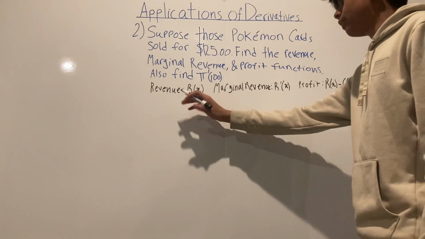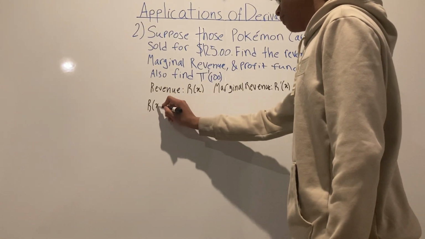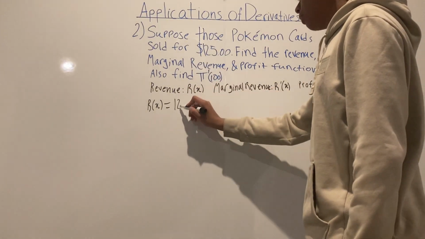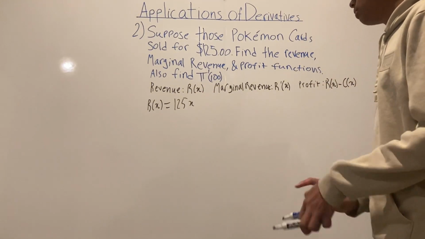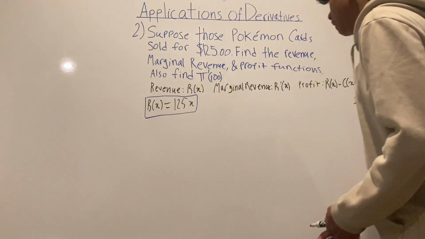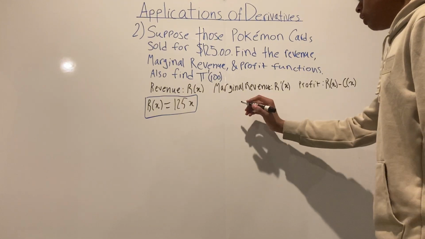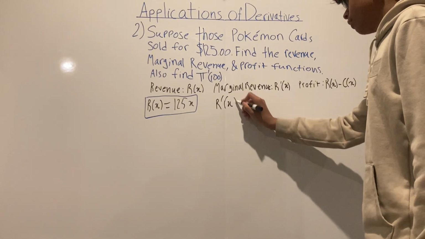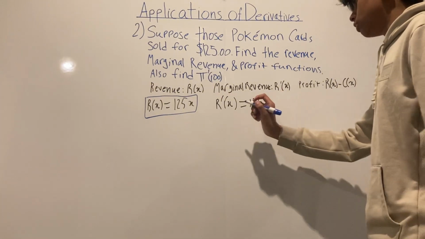So first, let's find the revenue function. This is just going to equal R of x equals, we know that it's sold for 125, so we're going to say 125x for each product. So let's box this in. And then the marginal revenue is just the derivative of the revenue function, which is R prime of x. This is just going to equal 125. So let's box this in as well.